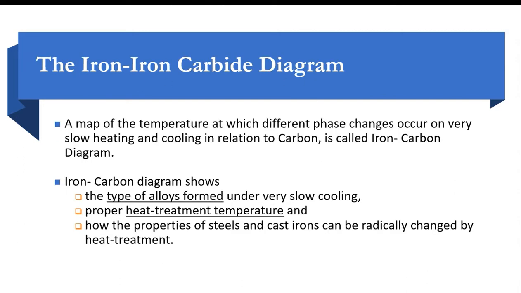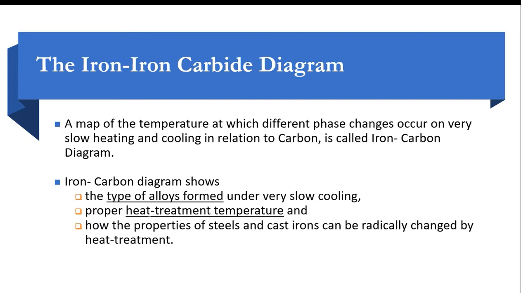So iron and iron carbon diagram: a map of the temperature at which different phase changes occur on very slow heating and cooling in relation to carbon is called the iron carbon diagram, right? So you know, now we discuss the cooling curve. You can change your cooling curve into a phase diagram, right? We'll discuss how it converts in the previous lectures.